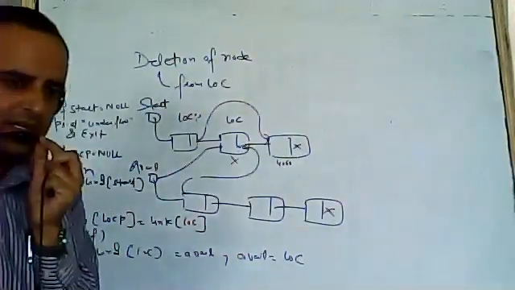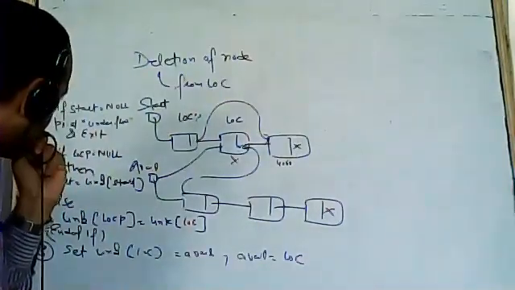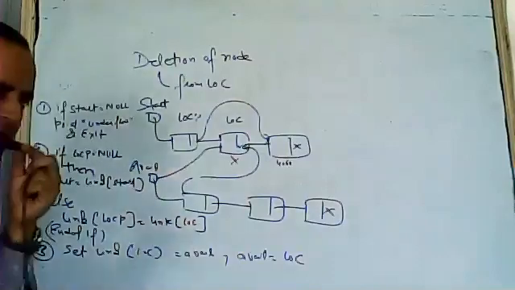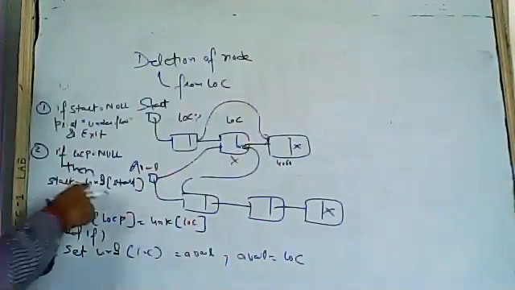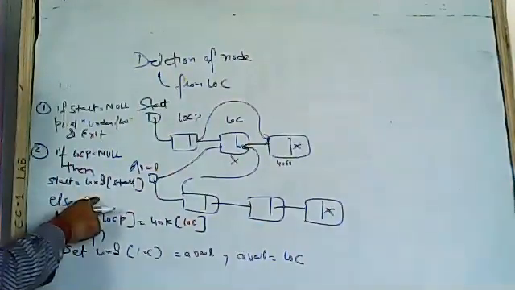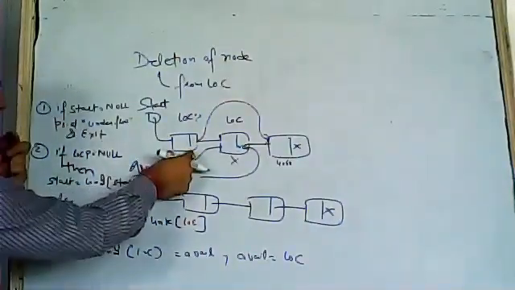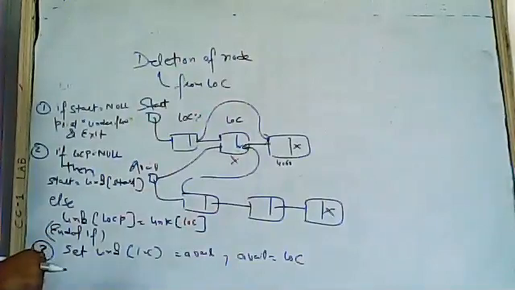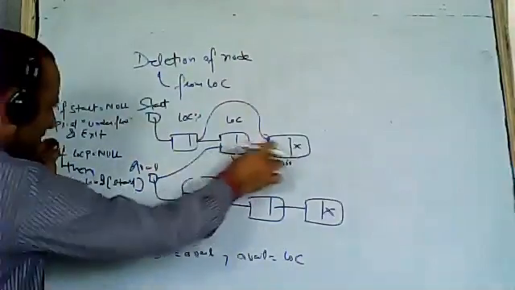Sir, I have a doubt in this algo. We are writing start is equal to link of start in the second step, if log p is null. If log p is null, that means there is no node before log. That means log is the first node you are going to delete. So if this is the first node being deleted, the new start will be link of start.